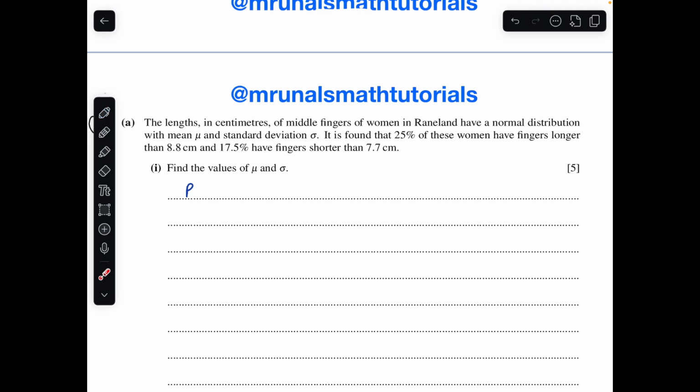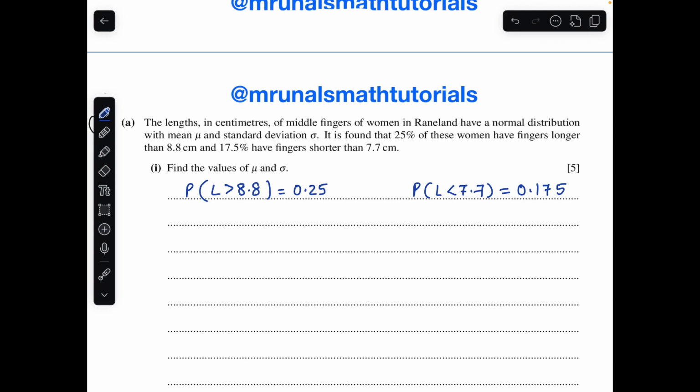Okay, the lengths in centimeters of middle fingers of women in Rhineland have a normal distribution with mean mu and standard deviation sigma. It is found that 25% of these women have fingers longer than 8.8 centimeters, and 17.5% have fingers shorter than 7.7 centimeters. So what do we have? We have the lengths of the finger which are greater than 8.8 centimeters. So the probability of that is 0.25, and the probability of lengths less than 7.7 is equal to 0.175.